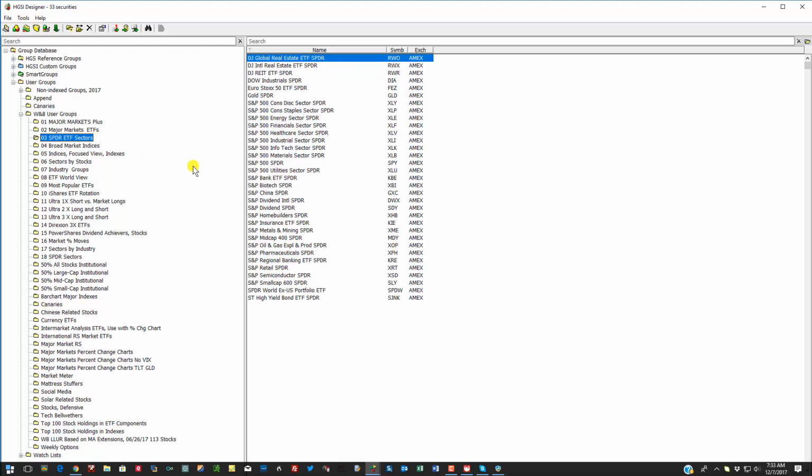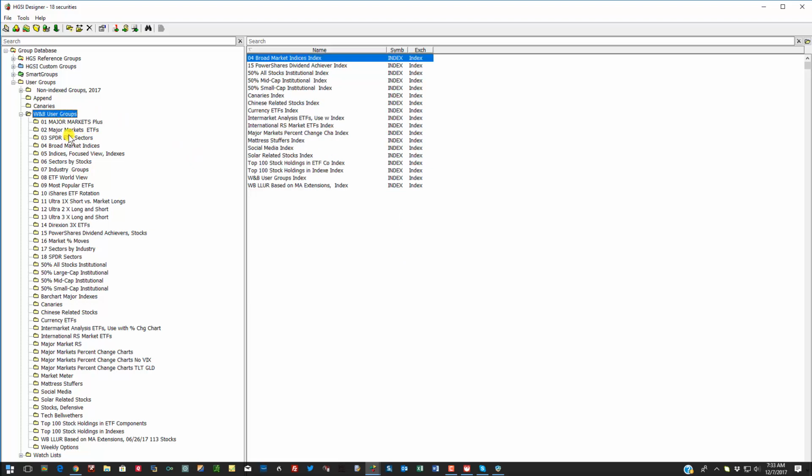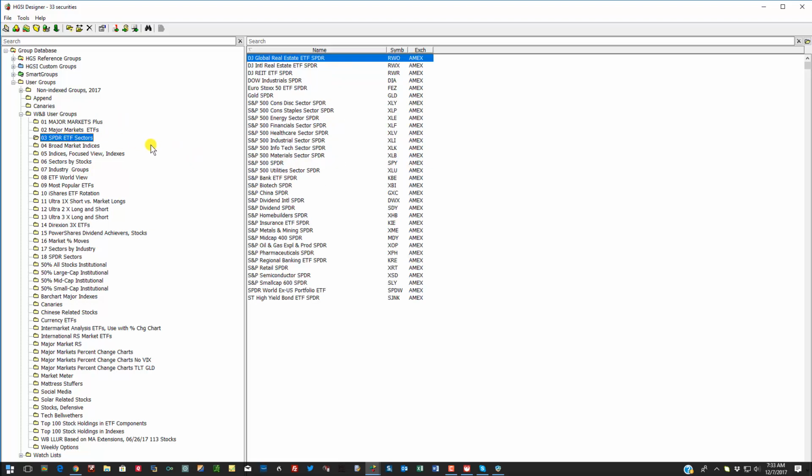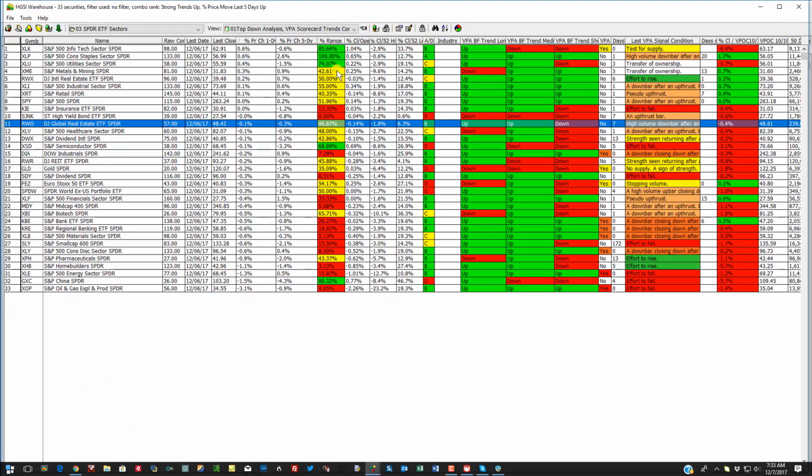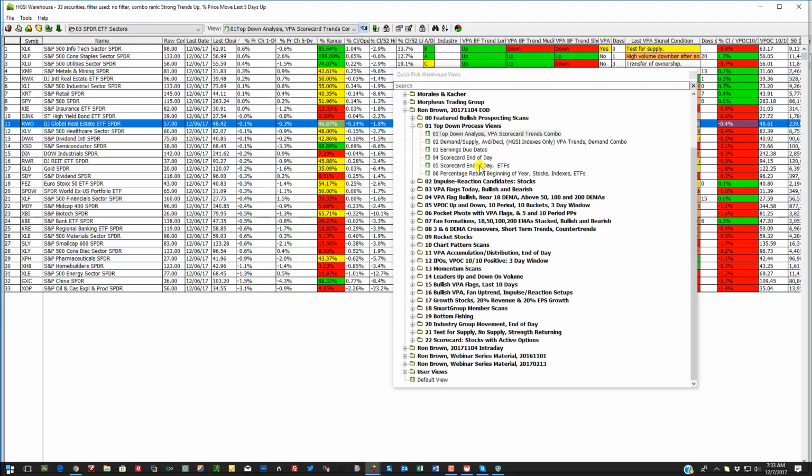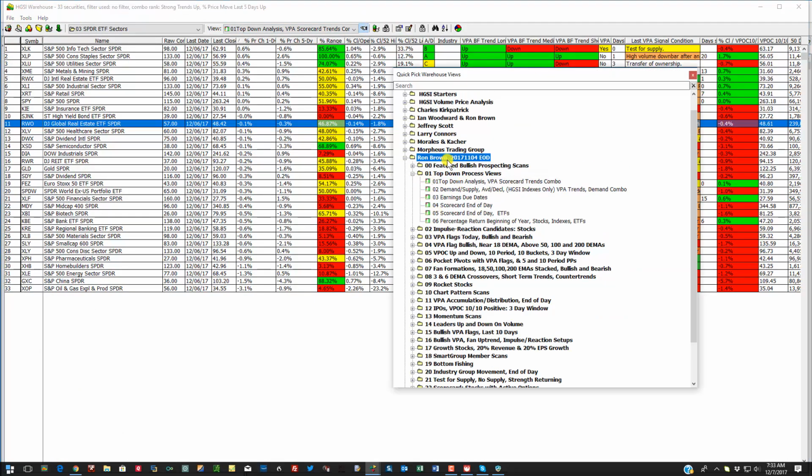I'm going to go down to number 3 under the W&B user groups and click on that folder, and you can see that there are several SPDR or S&P ETFs in here. They all have either SPDR or S&P in the name. I'm going to click through to the warehouse view, and the warehouse view that I'm using is under Ron Brown, and I am looking at top-down analysis VPA scorecards trend combo.